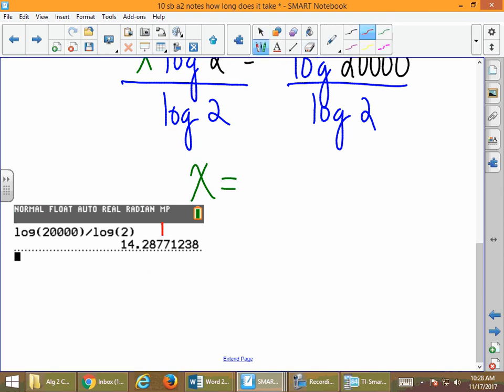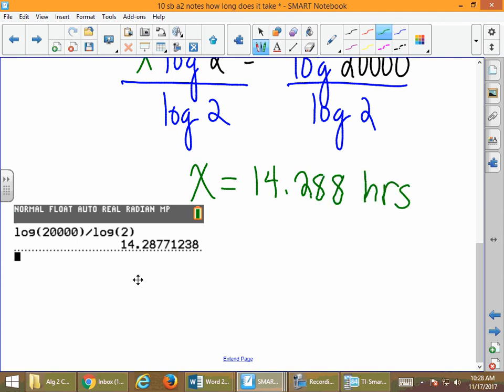Anyway, second 7. I'm giving up on that part. But because that second 7 is 5 or higher, when we round this, we're going to get 14.288 hours. That's going to tell us when we get 500,000 bacteria in the petri dish.